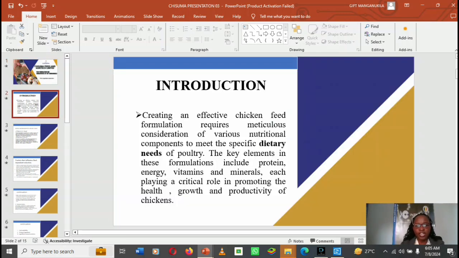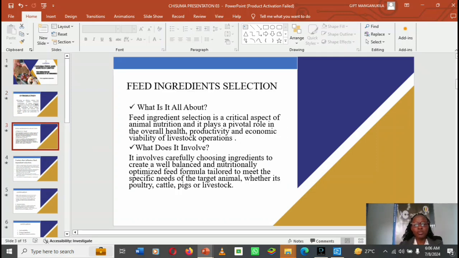In the introduction, creating an effective chicken feed formulation requires meticulous consideration of various nutritional components to meet the specific dietary needs of poultry. The key elements in these formulations include protein, energy, vitamins, and minerals, each playing a critical role in promoting the health, growth, and productivity of chickens.